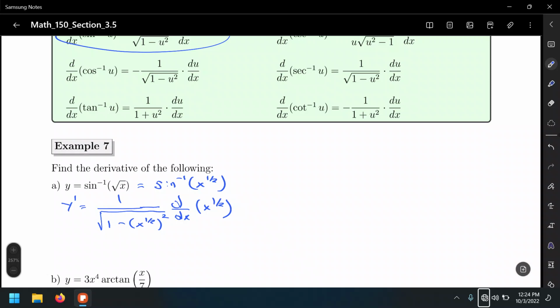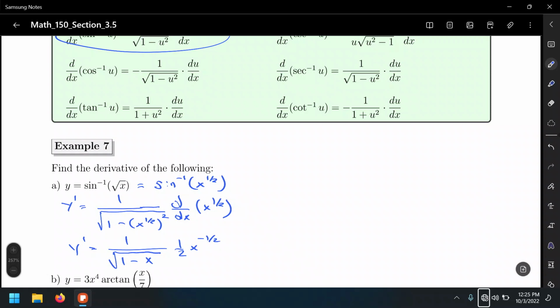Let's simplify this a little bit. Notice this squared times 1/2 reduces to simply 1. So that reduces to 1 minus x to the first power. I don't need to write that first power. And then we need to differentiate this x to the 1/2. What's the derivative of x to the 1/2? So 1/2 x to the, subtract 1 from the exponent, what is that? Negative 1/2. And we're essentially done with the calculus part.